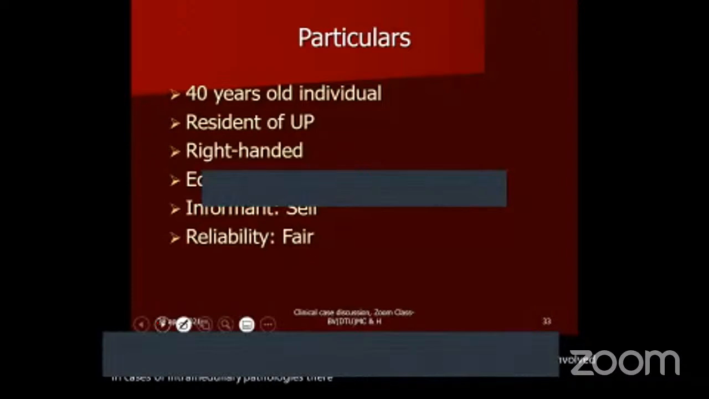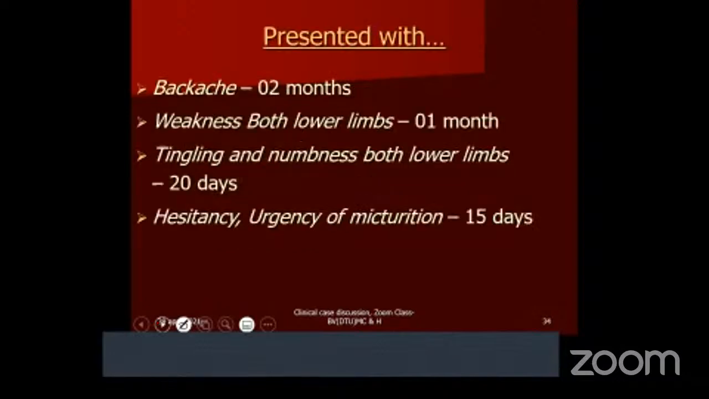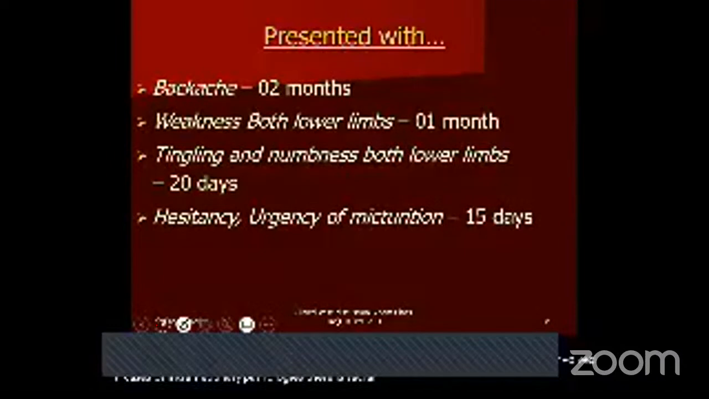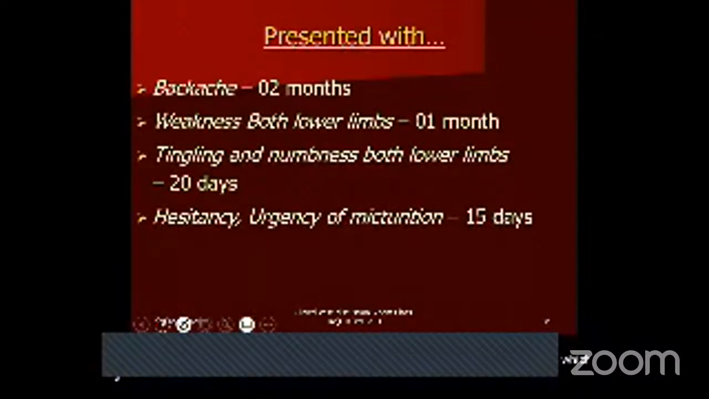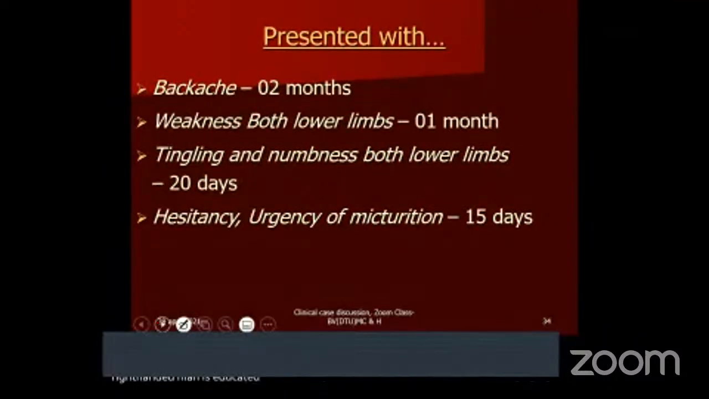There will be questions. Back lower limbs 1 month. Tingling and numbness both lower limbs 3 weeks almost. Hesitancy, urgency of micturition 15 days. Please note down all the points, and these are the main presenting complaints. Backache, weakness of both lower limbs, tingling and numbness of both lower limbs, hesitancy, urgency of micturition of 15 days.